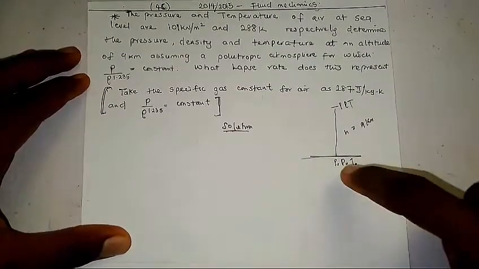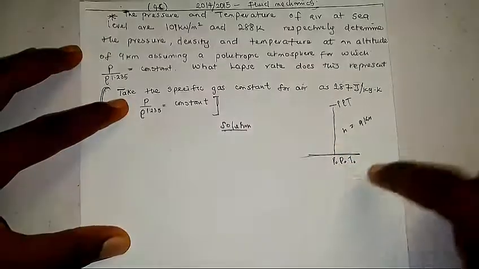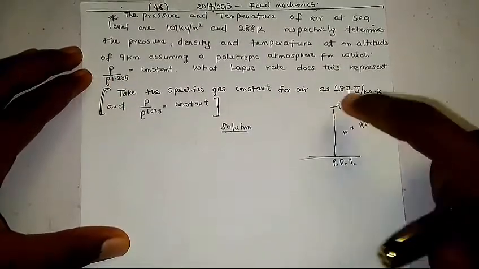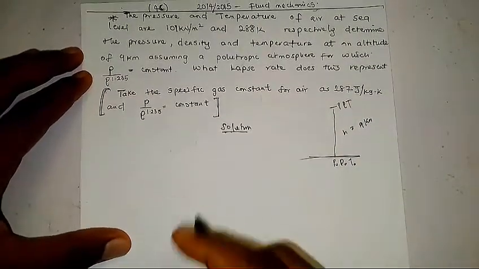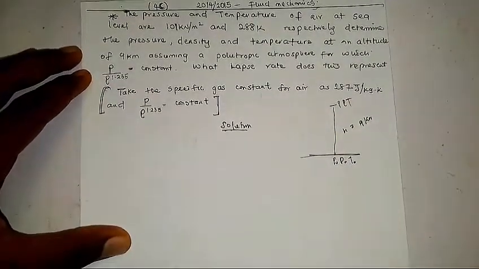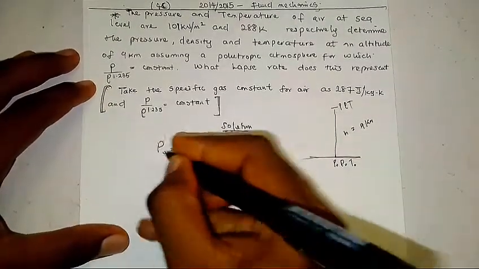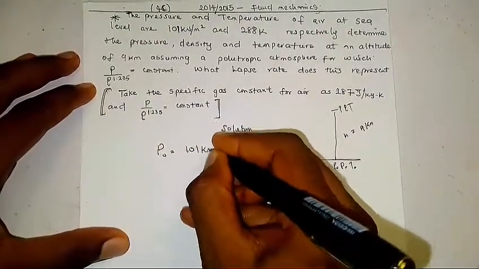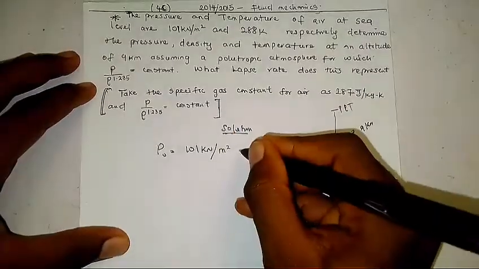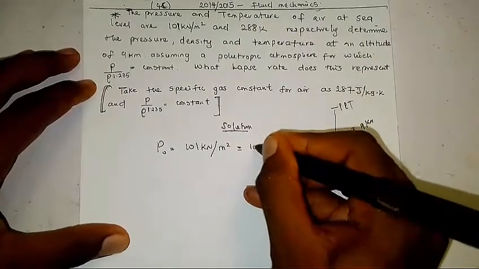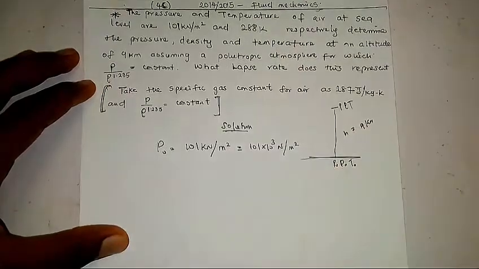So it says the initial pressure and temperature here at sea level is this. Now you're asked to find your pressure, density and temperature at this height, 9 kilometers. Very simple. So first let's write out our parameters. We have my initial pressure, which is 101 kilonewton per meter square. I can basically write this as 101 times 10 raised to power 3 newton per meter square, right?